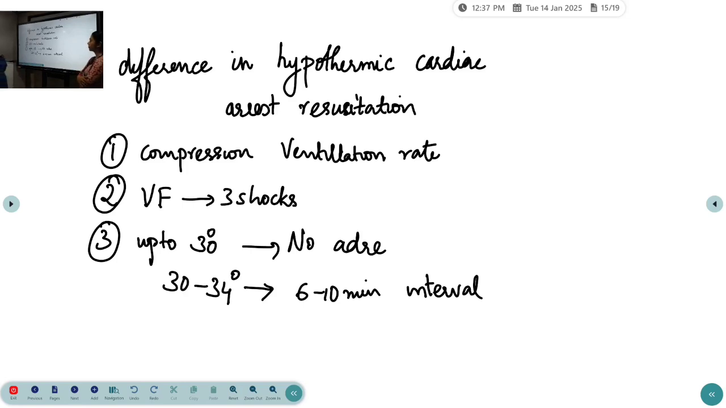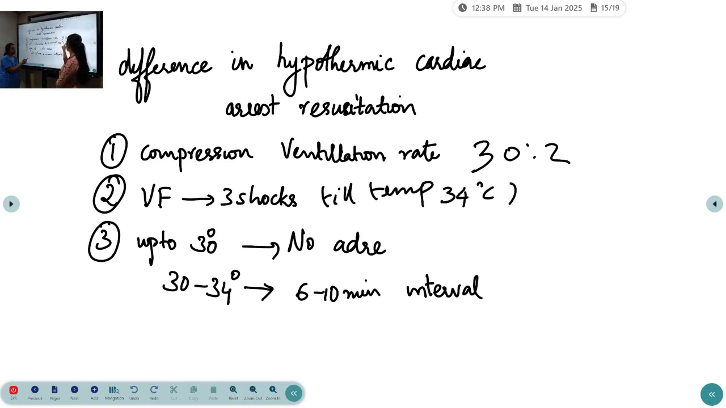When we give CPR in these patients, the compression ventilation rate will be the same as in normal CPR. If the patient has VF, then we will be shocking the patient. A maximum of 3 shocks can be delivered, and if the patient is still not revived, then stop shocking until the temperature improves to 34 degrees Celsius. Up to body temperature becoming 30 degrees Celsius, adrenaline is not indicated.